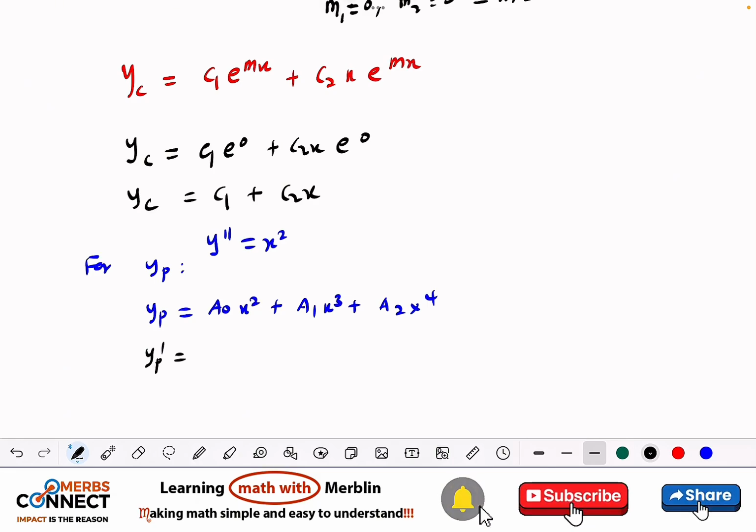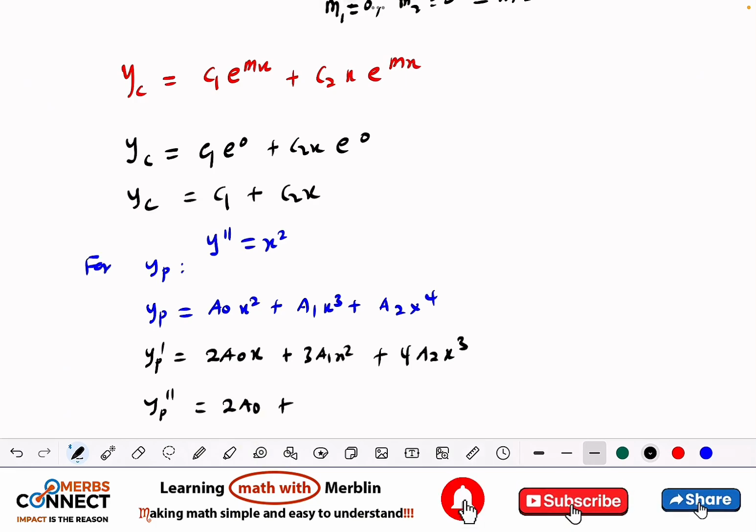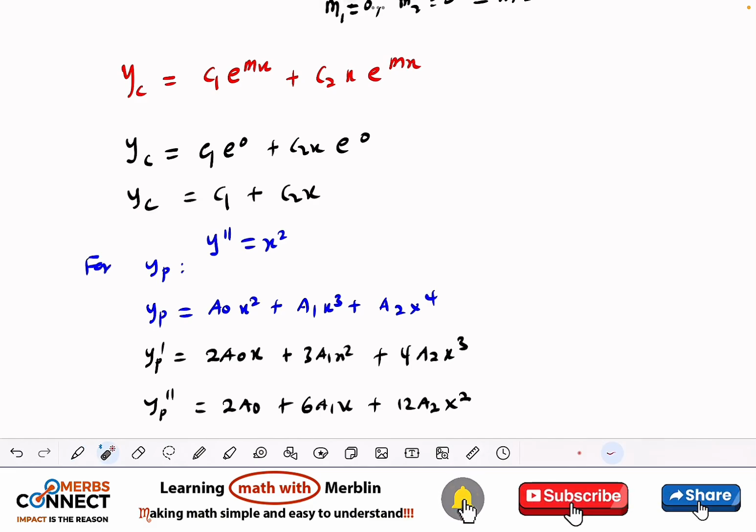So differentiate this and get 2a naught plus 3a1 x squared plus 4a2 x to the power 3. Differentiate again, and we are going to have 2a naught plus 6a1 x plus 12a2 x squared. Good. So we are going to plug this into the original function.